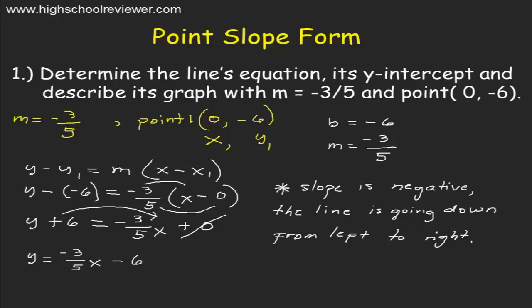So these are our final answers. Our equation is y equals negative 3 over 5x minus 6. Our intercept, or y-intercept, is negative 6. Our slope is negative 3 over 5, and since the slope is negative, the line is going down from left to right.